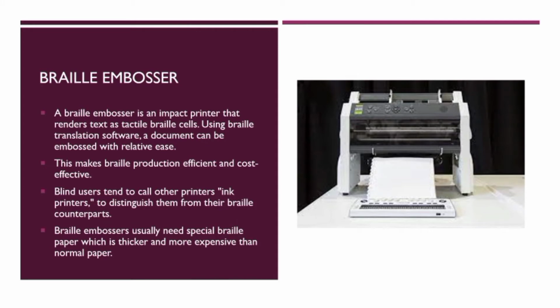Second is the Braille embosser. A Braille embosser is an impact printer that renders text as tactile Braille cells. Using Braille translation software, a document can be embossed with relative ease. This makes Braille production efficient and cost-effective. Blind users tend to call other printers ink printers to distinguish them from their Braille counterparts. Braille embossers usually need special Braille paper, which is thicker and more expensive than normal paper.